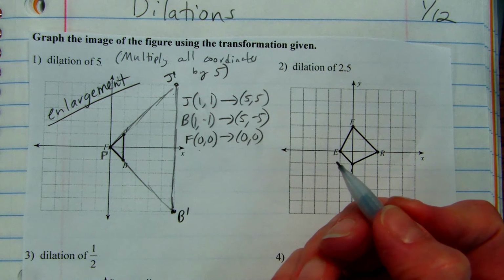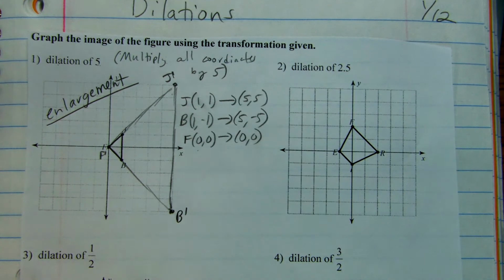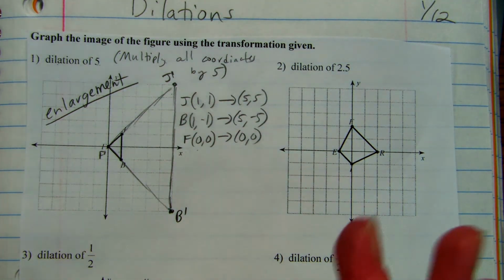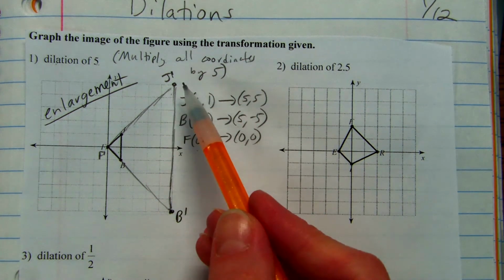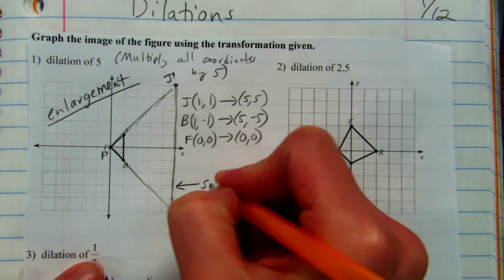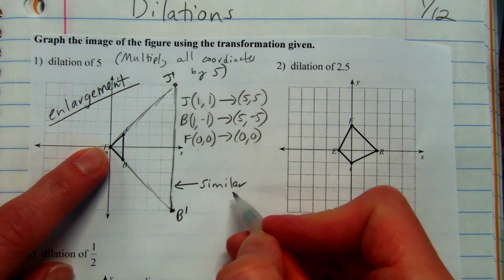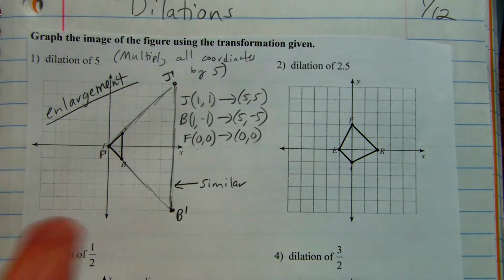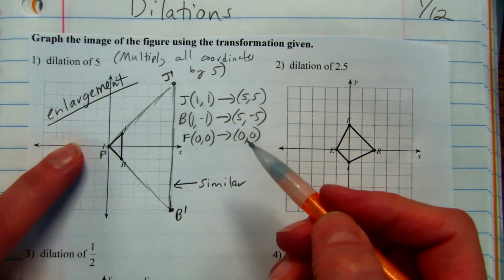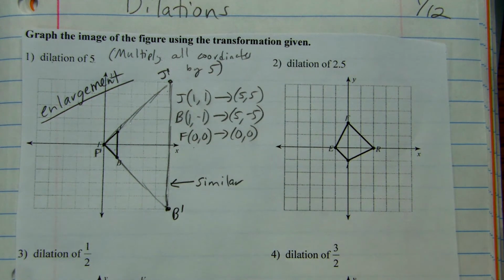We're also going to talk about how this is not the same thing as when we did translations, rotations, reflections. On those, we were moving the shape around, but we didn't change anything. Here, we're actually making it bigger, but the angles are still the same. So this is similar to the original one. It's the same shape, but a different size. When we were looking at translations, rotations, reflections, everything was congruent. This is going to be a similar triangle, because it's the same shape, but we've enlarged it by 5 times. Alrighty.